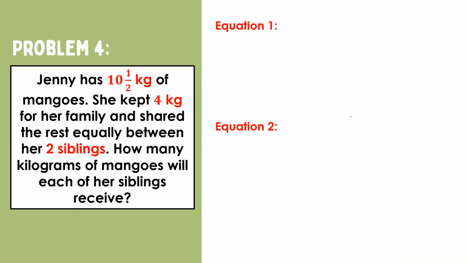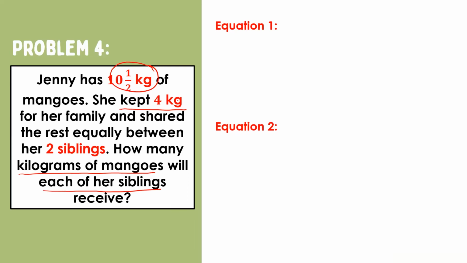Let us analyze the problem. We are asked to find the kilograms of mangoes received by each of Jenny's siblings. Now let us look at the given information. It says in the problem that Jenny has 10½ kilograms of mango, but she did not share all of it to her 2 siblings. How did we know it? Because in the third sentence, it says she kept 4 kilograms before she shared the rest equally between her siblings.